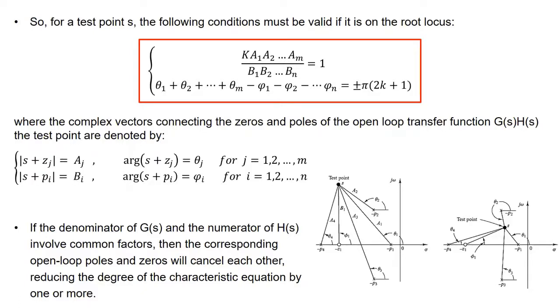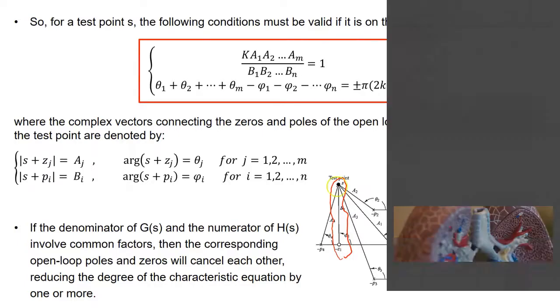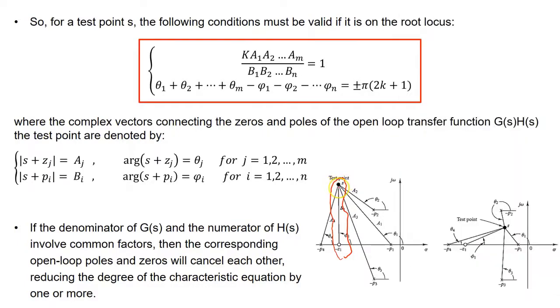Then, as I said, B is the magnitude of s plus zi. So let's look at z1, for example. What is this vector here? What is this guy here, if you know? The one that connects z1 to s, right? This vector. So it's the vector that connects point negative z1 to s.